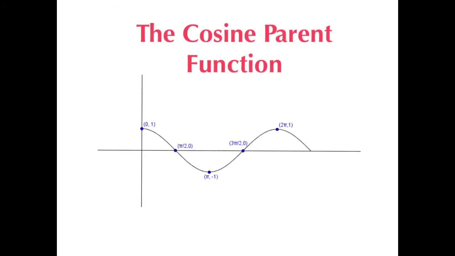When you plot those values, you get this graph here. Notice that we have the same general shape, but instead we're starting up at 1. Then we hit 0. At the halfway point, now we're at our lowest. And all the way at the complete cycle, one full period, we're back up at the top. So high, cross over the axis, low, cross over the axis, high again.